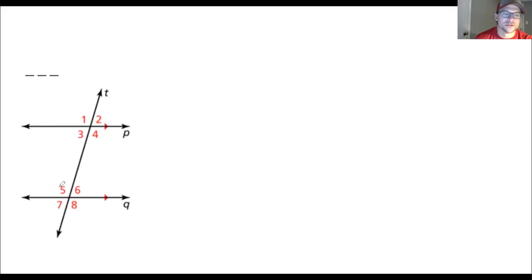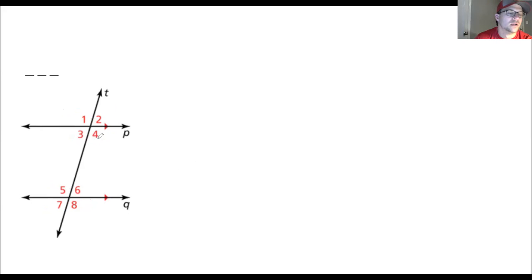Those are a pair of alternate interior angles. Now when we look at our alternate exterior, we're going to ignore 5, 6, 3, and 4. Then the alternate exterior angles would be 1 to 8, and then 2 to 7 would be the other pair of alternate exterior angles.